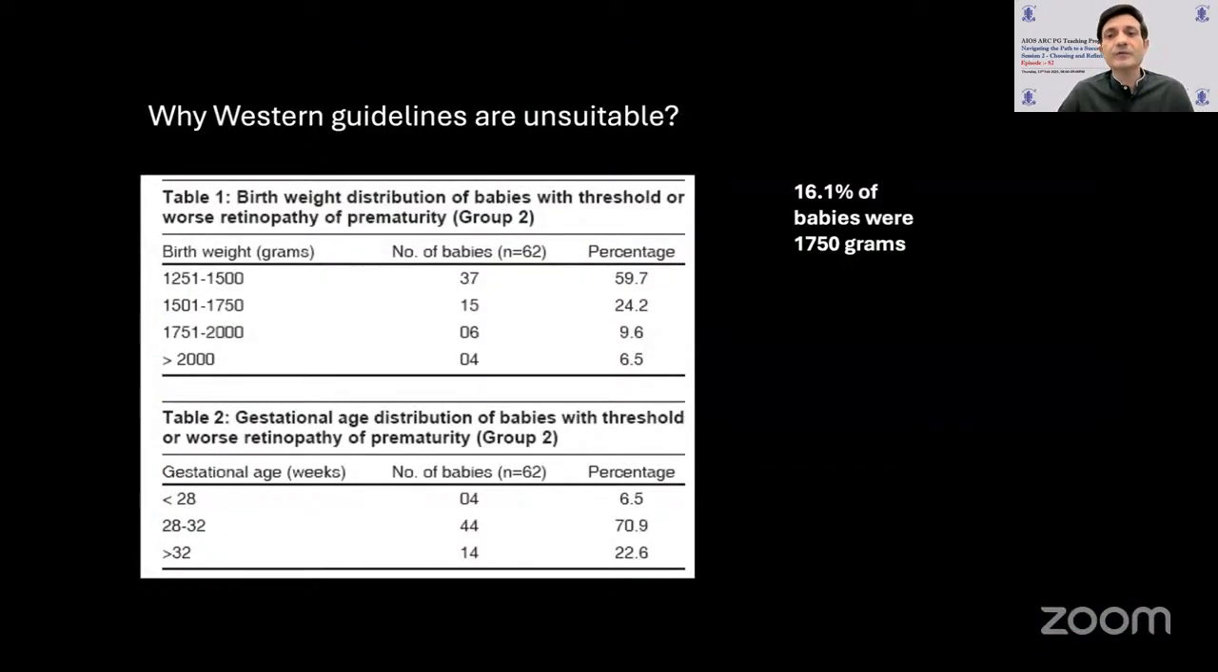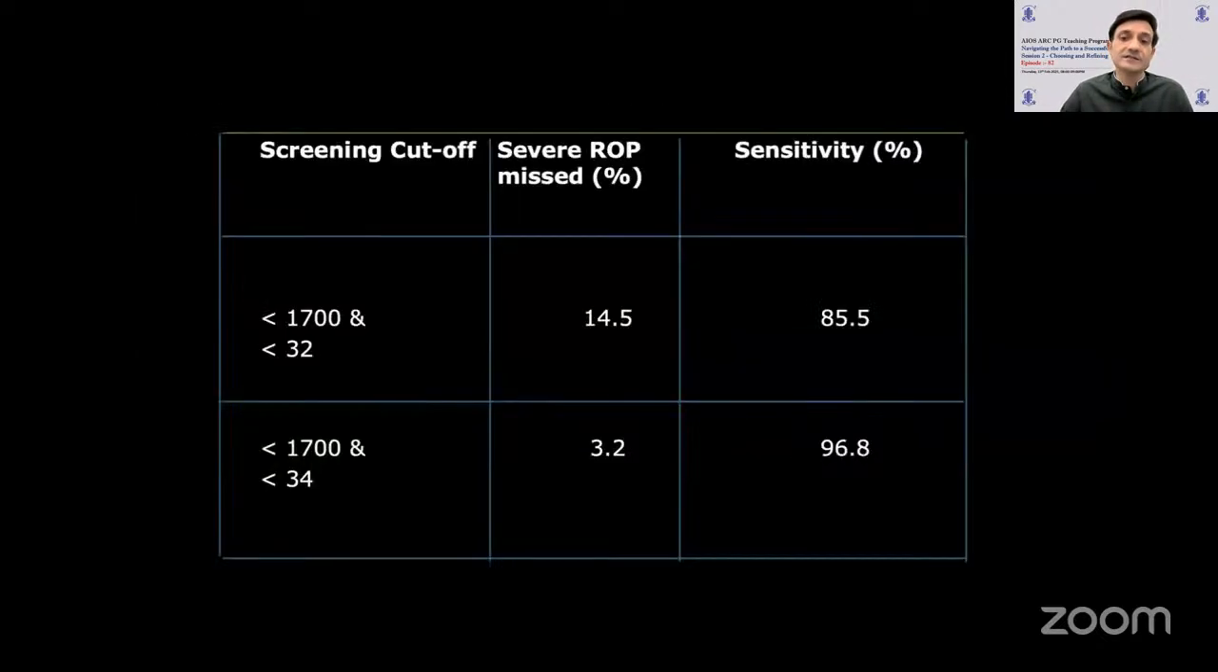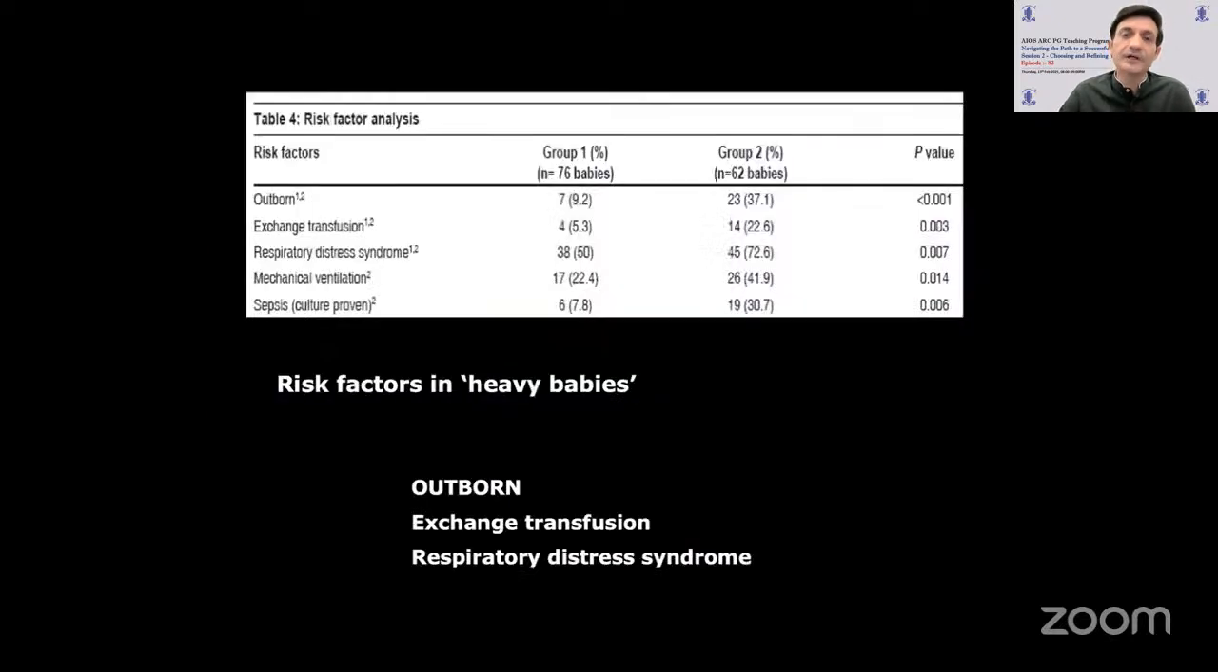And the things that we found here actually fashioned the national guidelines. We found that if we mimicked the American guidelines or the British guidelines, we would miss a lot of babies who would turn blind, because we are not following our own guidelines.